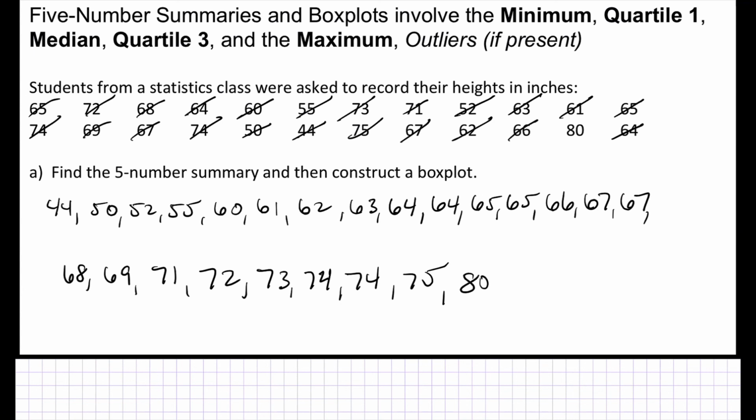So let's see, do I get them all? 1, 2, 3, up to 24. Yeah, got them all. Okay, so the median. Find the median first. Cross out. There's no quick way to do it. You just cross out until you get to the middle. It's one of the easiest things to do, but it just takes some time.